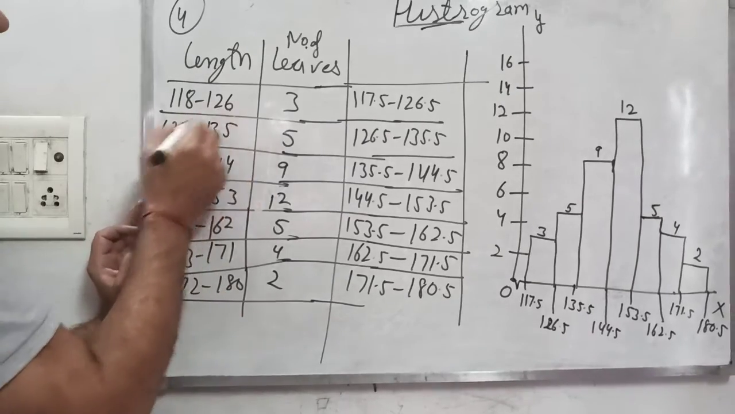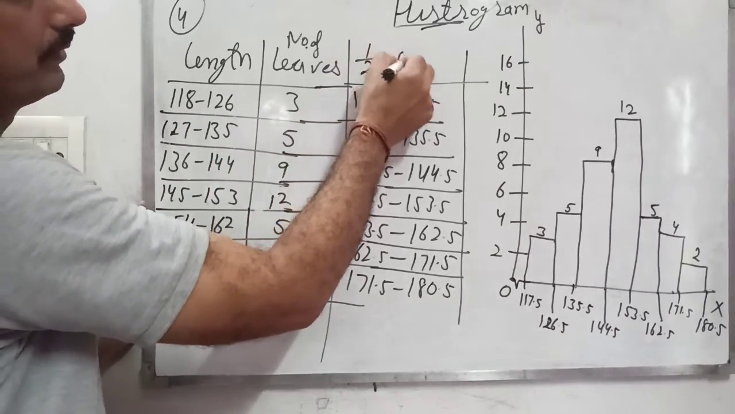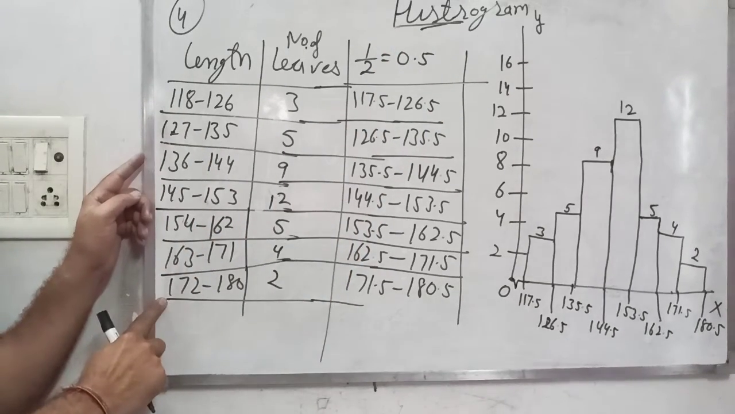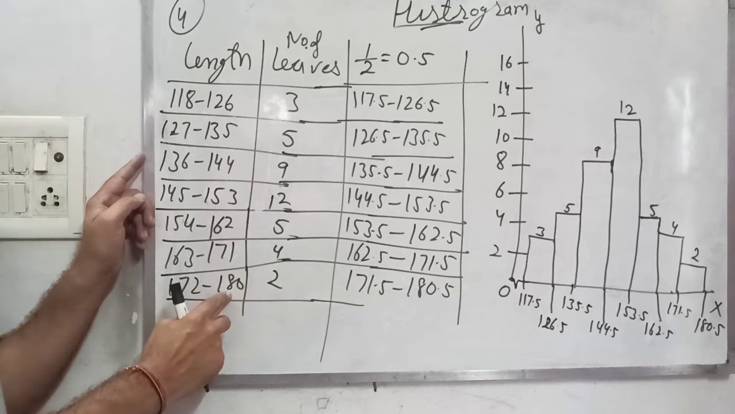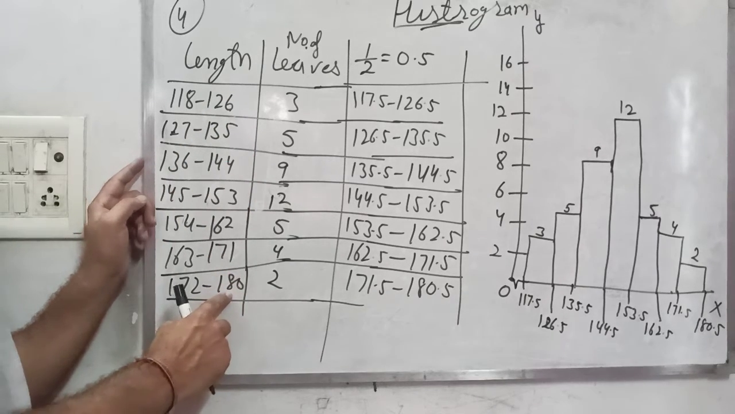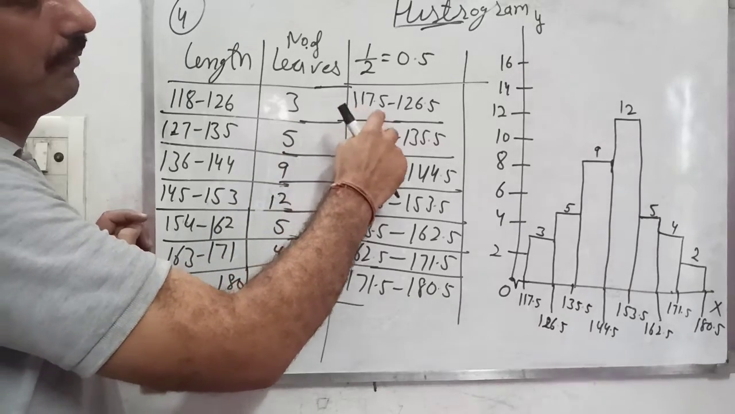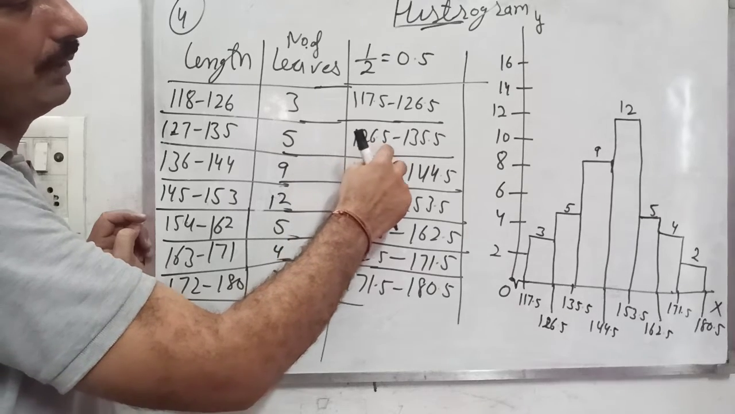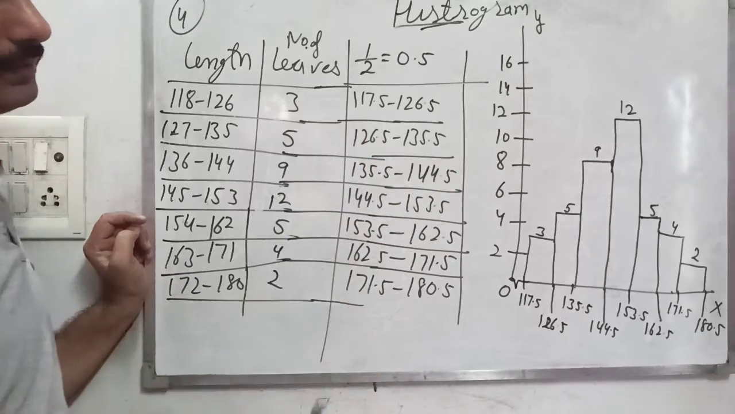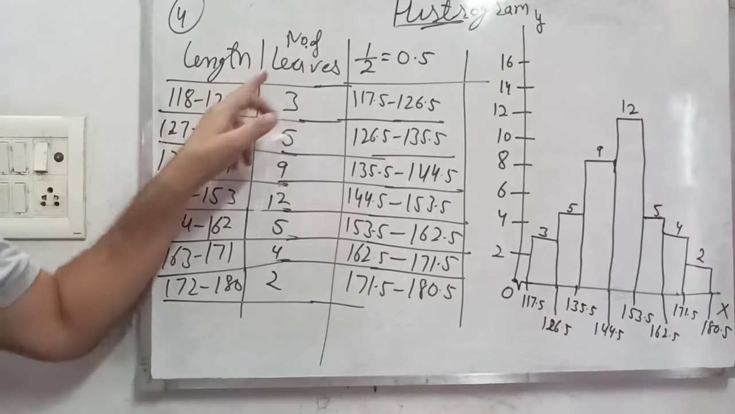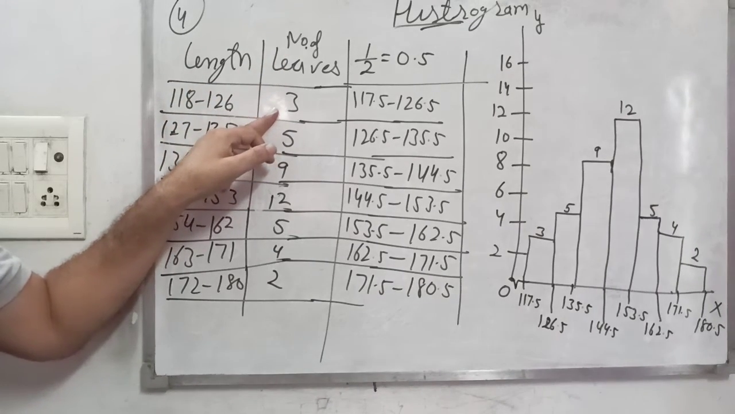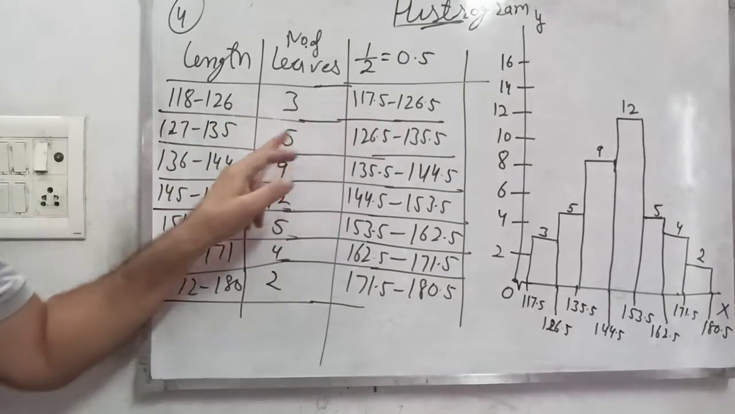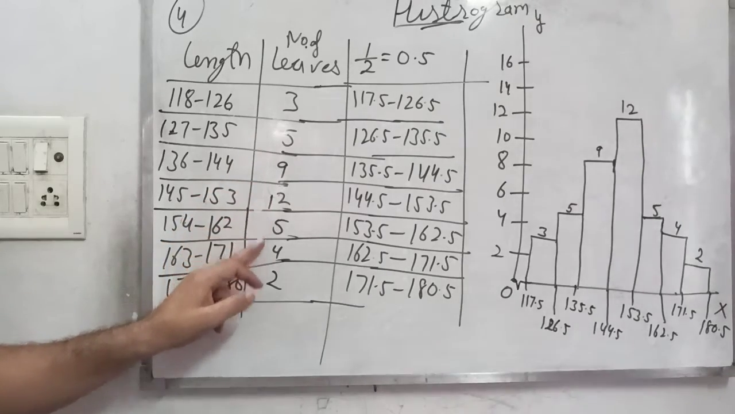So what we can do, there is one gap, so 1 divided by 2 you get 0.5. We subtract 0.5 from the lower limit of the interval and add 0.5 to the upper limit. Okay? So that is 117.5 and 126.5, so it becomes 126.5 to 135.5 and so on. The frequency is the number of leaves, that is the measurement of the leaves, and the frequencies are 3, 5, 9, 12, 5, 4, 2.